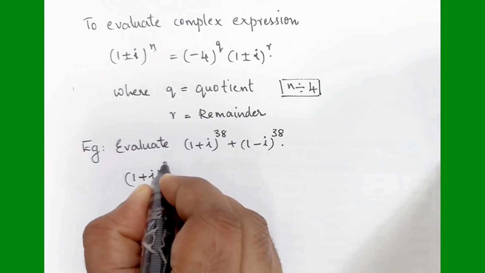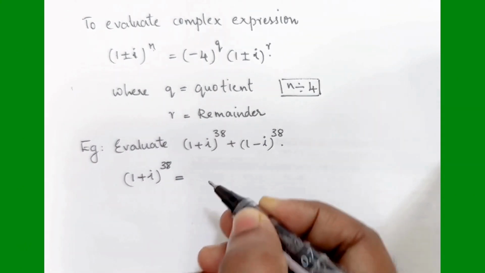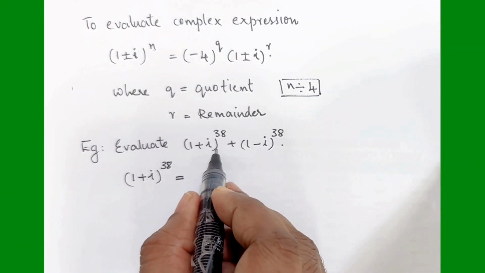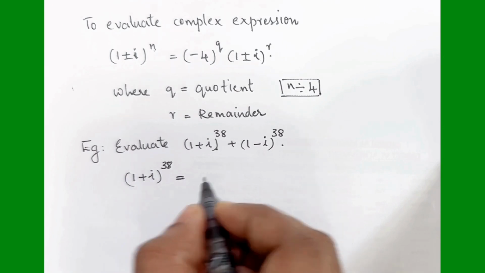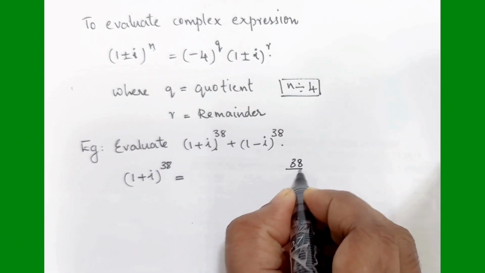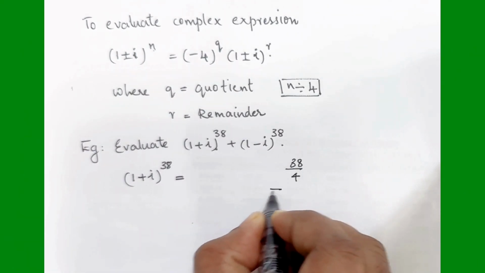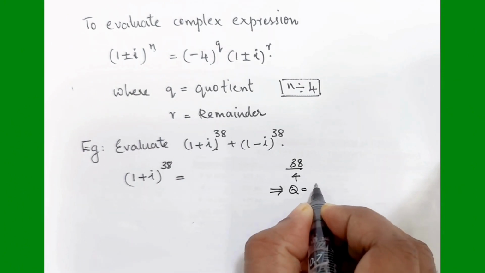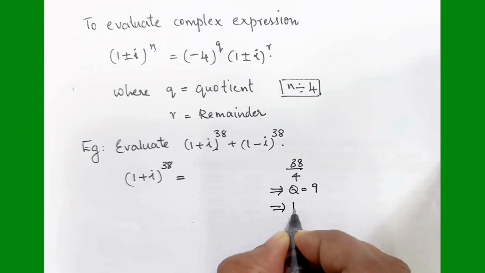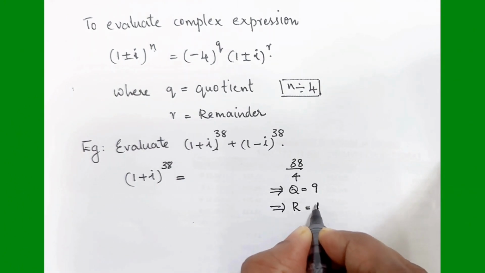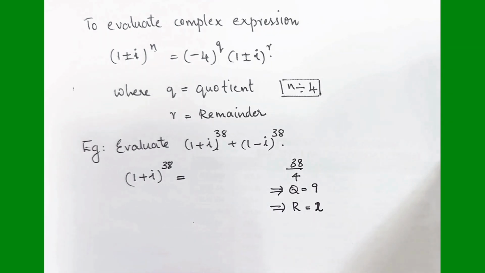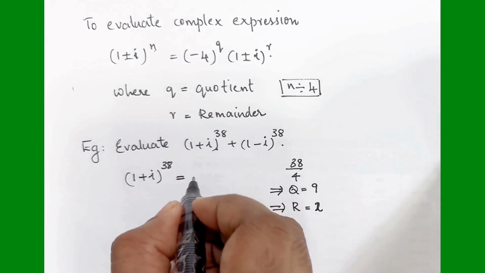Therefore (1 + i)^38 is equal to, here we have n equal to 38. Okay, so let's calculate n by 4. So 38 by 4: 9 fours are 36, so the quotient is equal to 9 and the remainder is equal to 2, right? Now we have the quotient and the remainder.